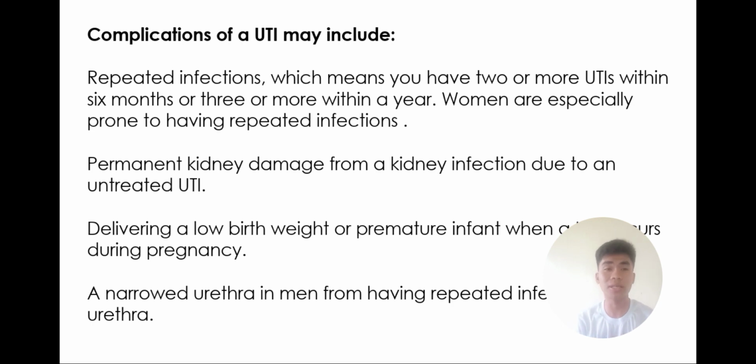Complications of a UTI may include repeated infections, which means you have 2 or more UTIs within 6 months or 3 or more within a year. Women are especially prone to having repeated infections. Other complications are permanent kidney damage from a kidney infection due to an untreated UTI, and delivering a low birth weight or premature infant when a UTI occurs during pregnancy.